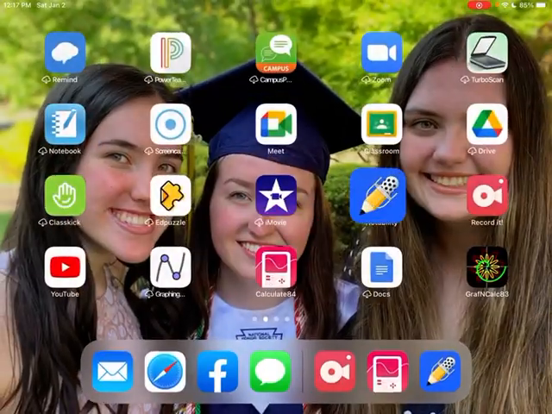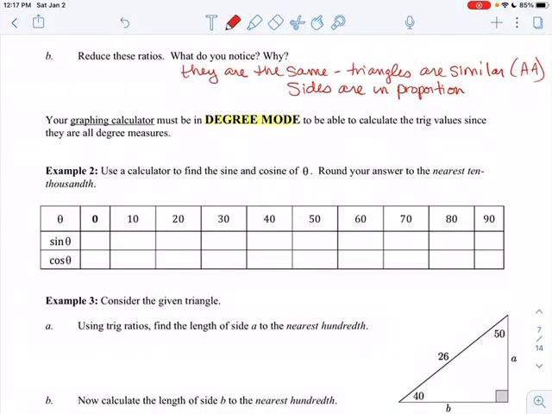Let's go back and write these down in our notes. The sine of 0 was 0, 10 was 0.1736, 20 was 0.3420, 30 was 0.5, 40 is 0.6428, 50 was 0.7660, 60 is 0.8660, 70 is 0.93977, 80 was 0.9848, and 90 was 1.